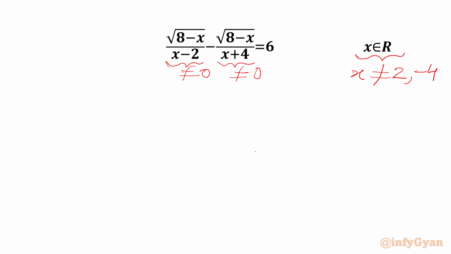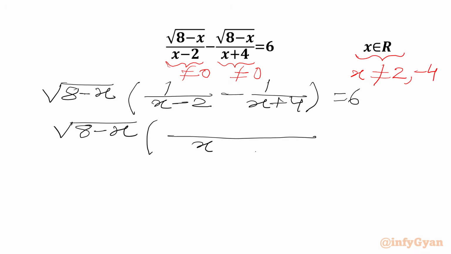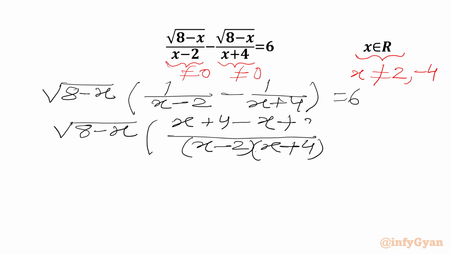Now we'll take square root 8 minus x common from LHS. So square root 8 minus x, in bracket we need to write 1 over x minus 2 minus 1 over x plus 4. RHS is 6. We'll take LCM over here. So square root 8 minus x times, in denominator we'll multiply x minus 2 with x plus 4. In numerator we'll write x plus 4 minus x plus 2. In RHS we have 6.